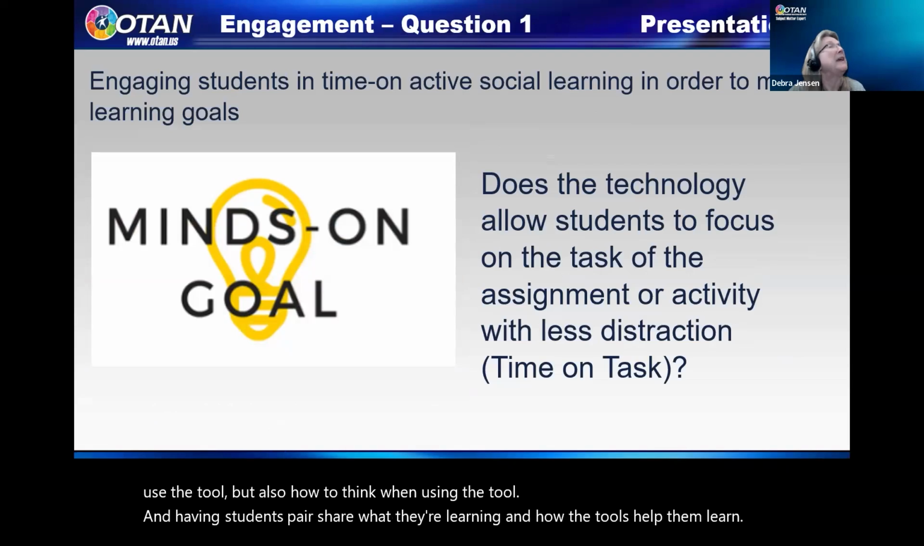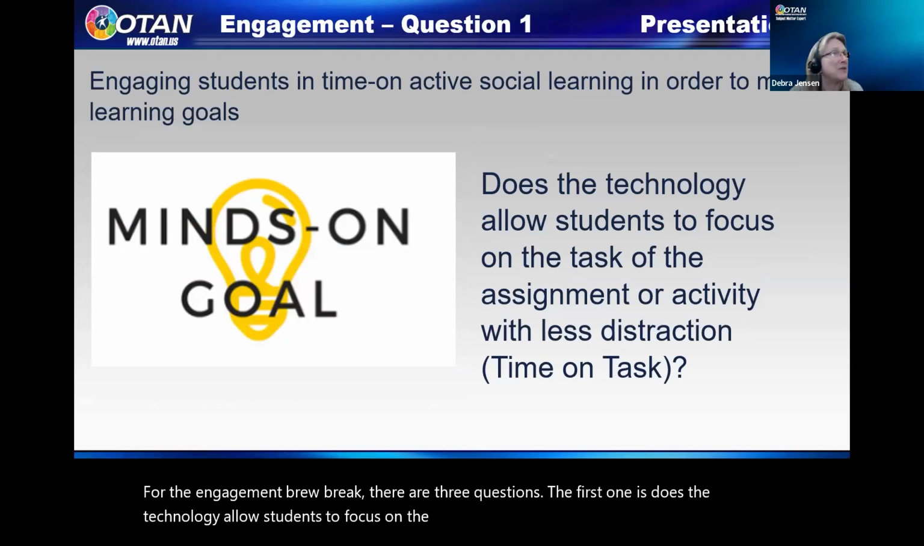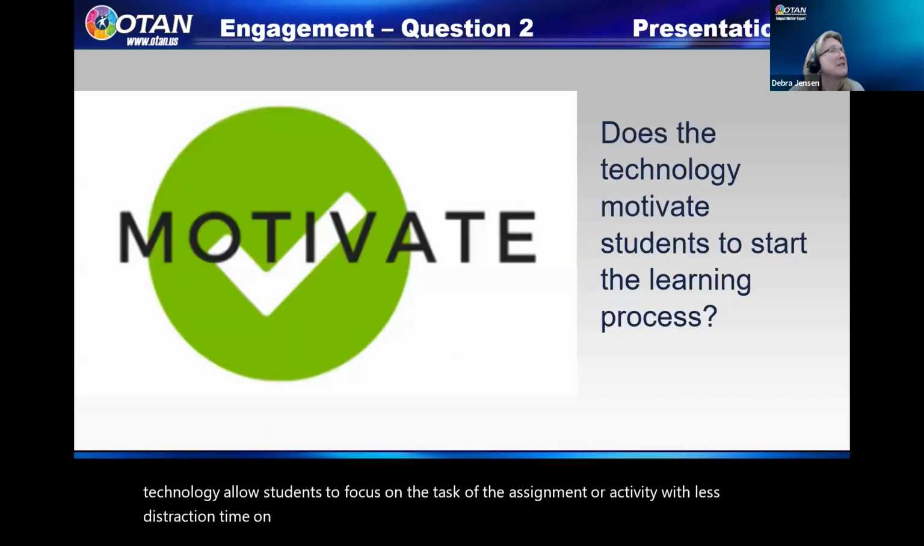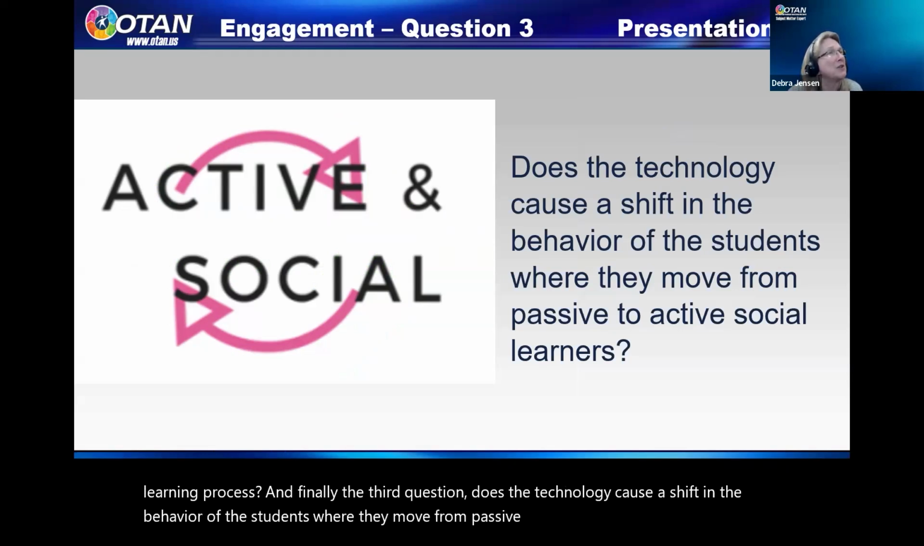For the engagement rubric, there are 3 questions. The first one is, does the technology allow students to focus on the task of the assignment or activity with less distraction, time on task? The second one, does the technology motivate students to start the learning process? And finally, the third question, does the technology cause a shift in the behavior of the students where they move from passive to active social learners?